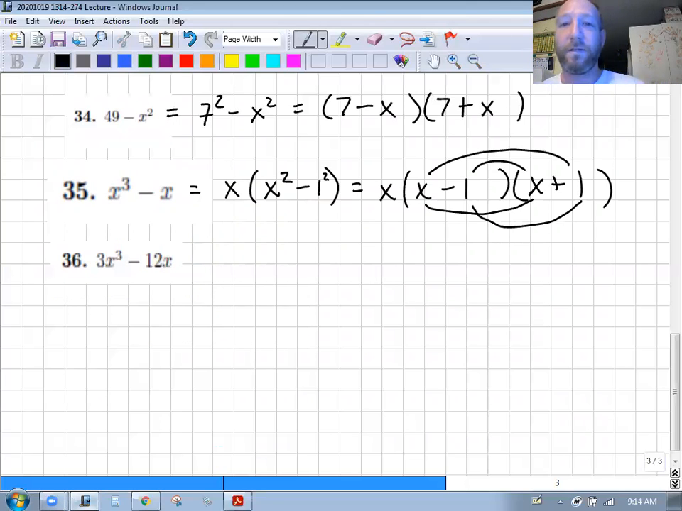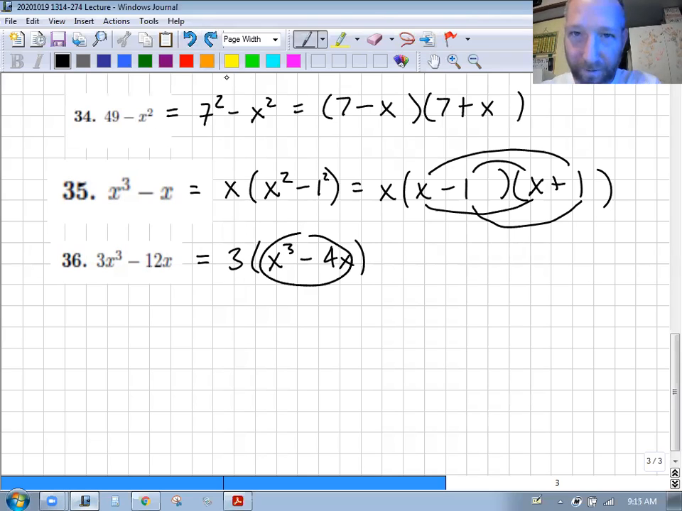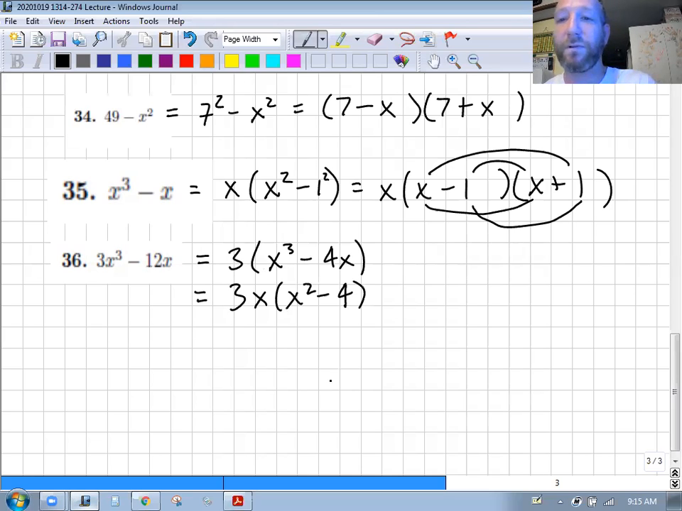All right, let's look at 36 here. We look at our coefficients, the 3 and the 12. We see we can factor out a 3 at least. 3 times 4 is 12. Now looking in here, there's x's in both the terms, right? So I can pull out at least one x, and I would be left with x squared minus 4.